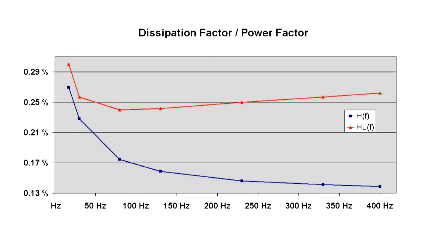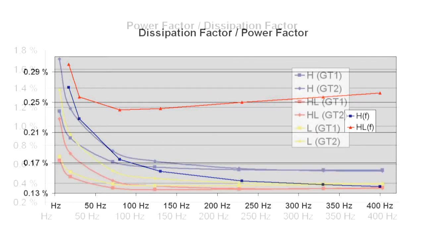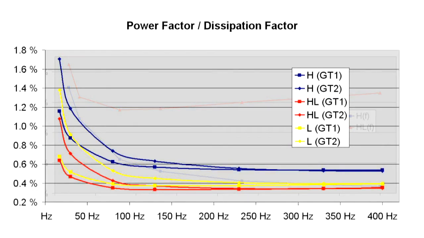Let's take a look at some examples. This 60 MVA transformer displays a relatively small dissipation factor. These are two identically built transformers, GT1 and GT2. GT1 has lower dissipation factor values than GT2.